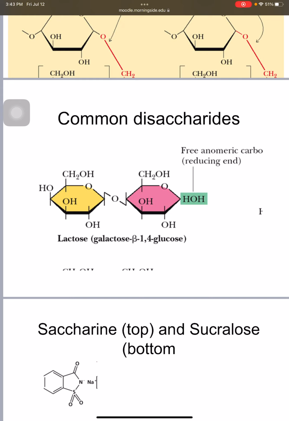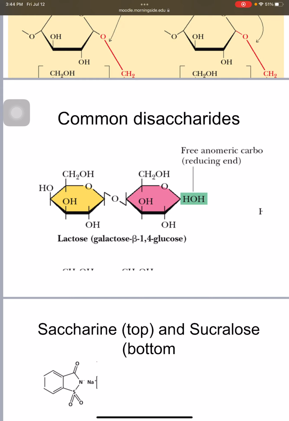Lactose. What is lactose? Well, that's a milk sugar, right? Commonly found in milk. Lactose is a disaccharide made out of galactose and glucose in a beta 1,4 linkage. Sucrose, that's probably the most well-known sugar. That's table sugar. That's the most common sugar that sweetens everything that is sweet, right? It's in ice cream, it's in cookies, it's in cake, it's in candy, it's in whatever. Sucrose is actually made out of one glucose unit and one fructose unit in an alpha 1,2 linkage.